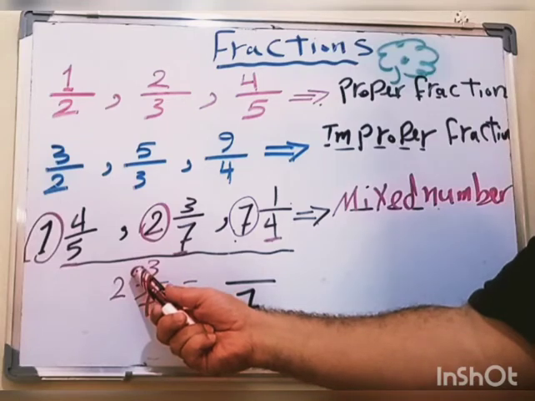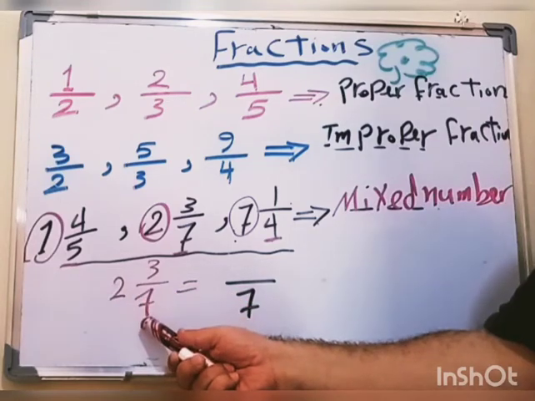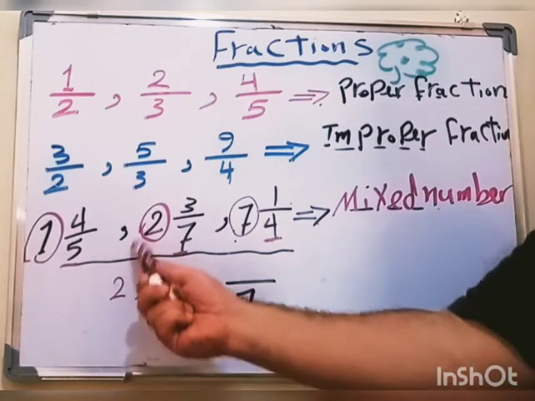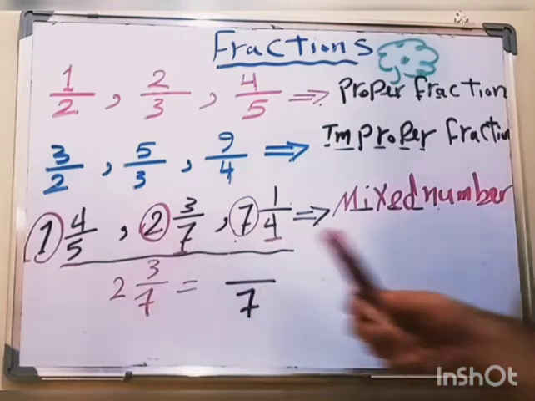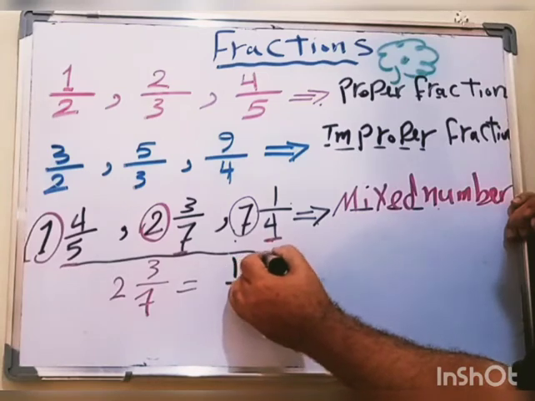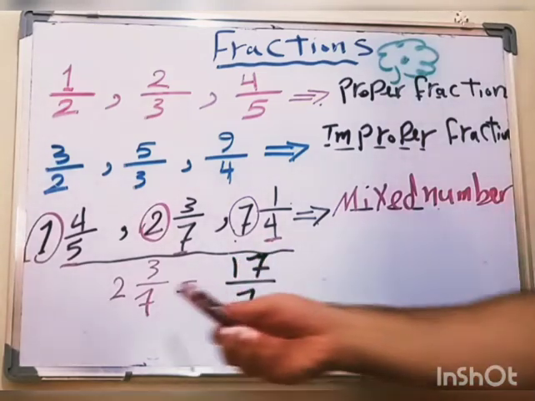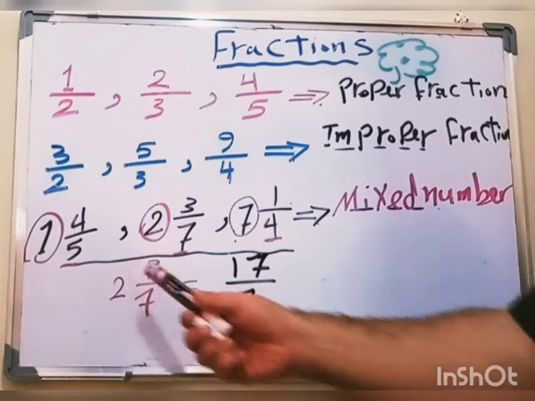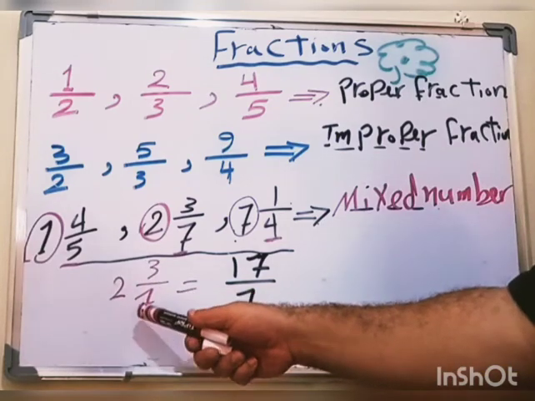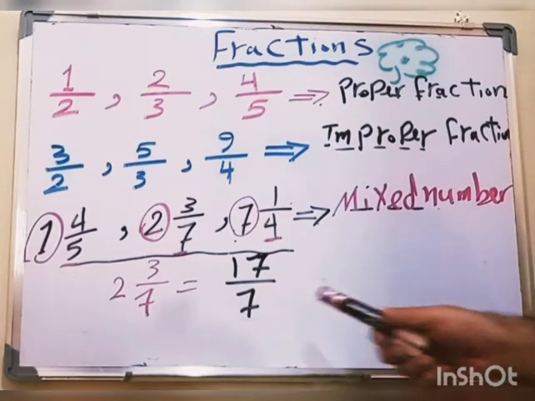Okay? Don't forget that please. 7 times 2, from down to up. 7 times 2 is 14. 14 plus 3 is 17. I repeat again: 7 times 2 is 14, 14 plus 3. Times, plus. This is a mixed number and now we change it to an improper fraction.